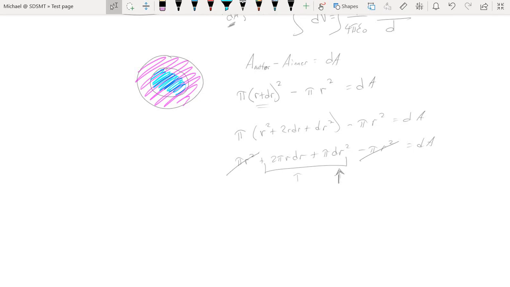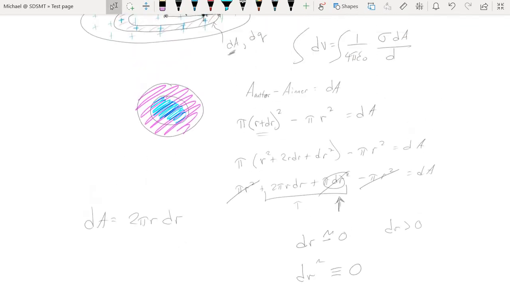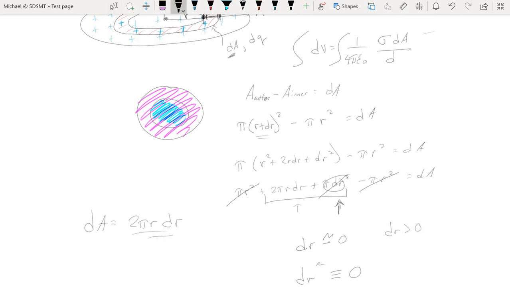But we had a way of getting around this before. If you remember, dr is infinitesimally small. It's approximately equal to 0, but nevertheless, it does need to be larger than 0. But if dr is approximately equal to 0, then what would dr squared be? Well, that would be even smaller. And so we're just going to say it's equal to 0. And we'll drop that last term. And that means that the infinitesimal surface area for each ring segment is 2 pi r dr. That is going to be plugged in to our integral expression.